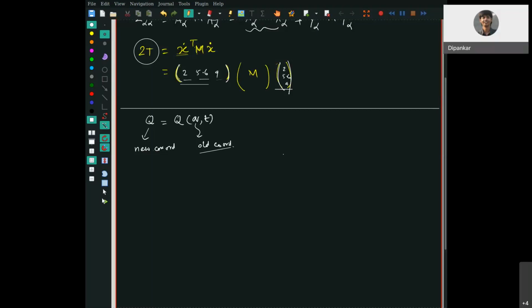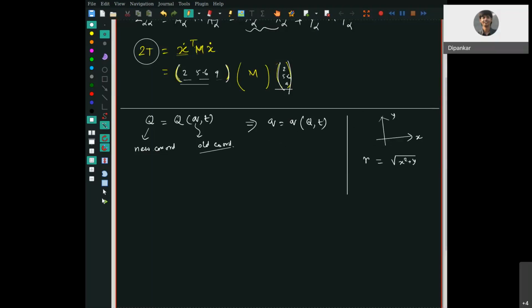So for example, you can invert it to write q equals q of qt. So this is the inversion of that. Many people have done that. Suppose you are in a two-dimensional Cartesian coordinate, and you convert it to polar coordinate. Then r will be equal to the square root of x square plus y square, and theta would be tan inverse y by x, right?